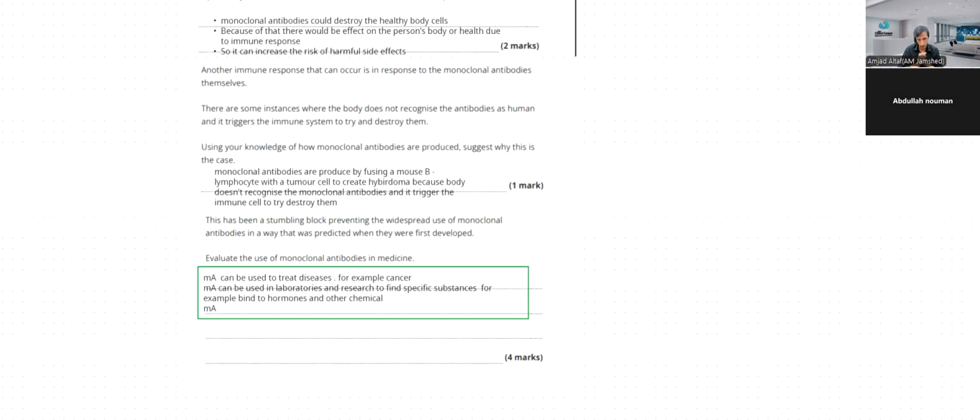Example, bind to hormones and other chemicals. What's that? Evaluate the use of monoclonal antibodies in medicine. Monoclonal antibodies can be used to treat diseases, for example cancer, and can be used in laboratories. And yesterday, I was reading one of the reports that Russia has synthesized a vaccine for cancer.